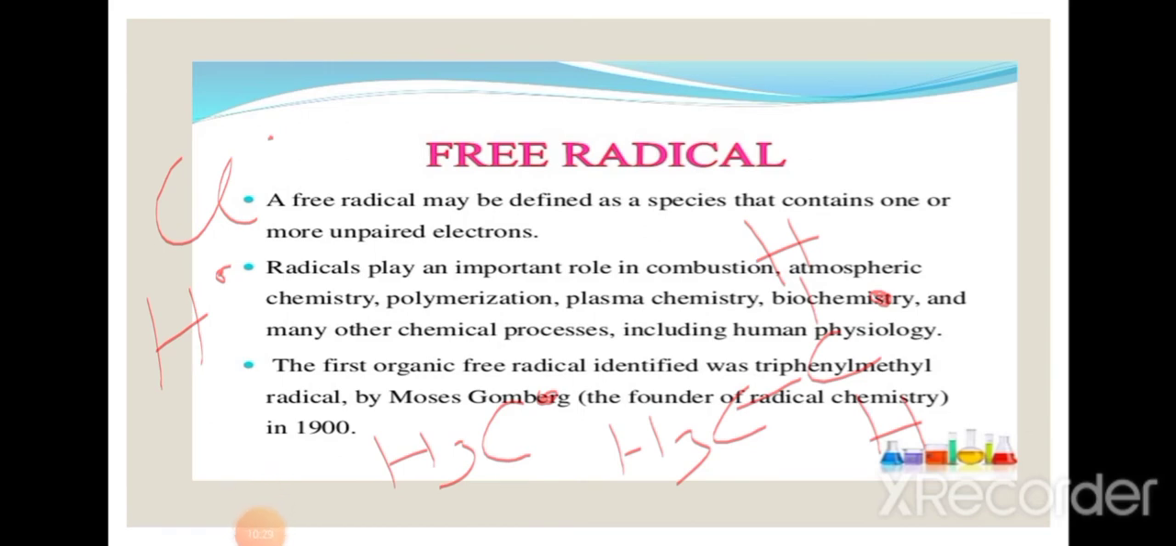Characteristics of free radicals. Number 1, they are generally electrically neutral, meaning they are not bearing any charge. They have an electron but they are not bearing a charge, so they are electrically neutral. Number 2, they are highly unstable.